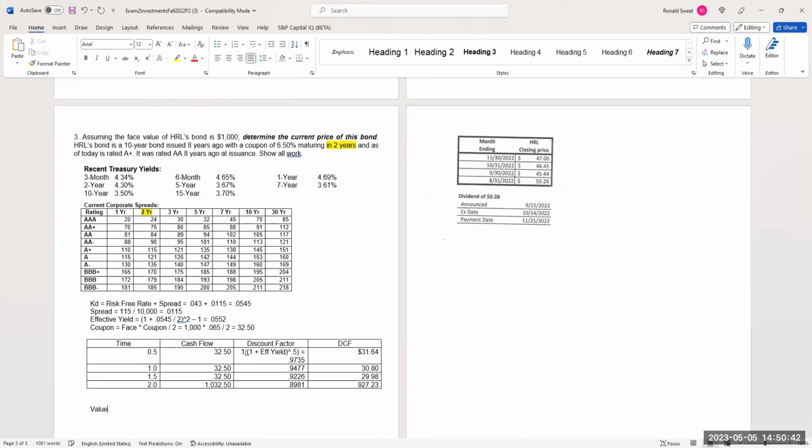So the value is going to equal the sum of the DCF. And that will equal 1,019.64, plus or minus a penny, depending on any rounding issues you might have.